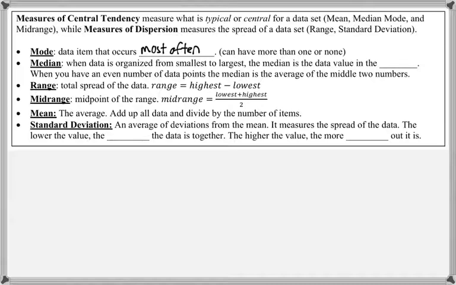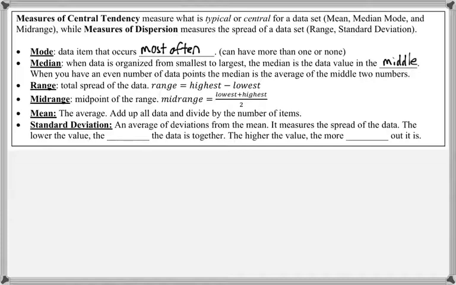When the data is organized from smallest to largest, the median is the data value in the middle. So when you have an even number of data points, the median is the average of the middle two numbers.